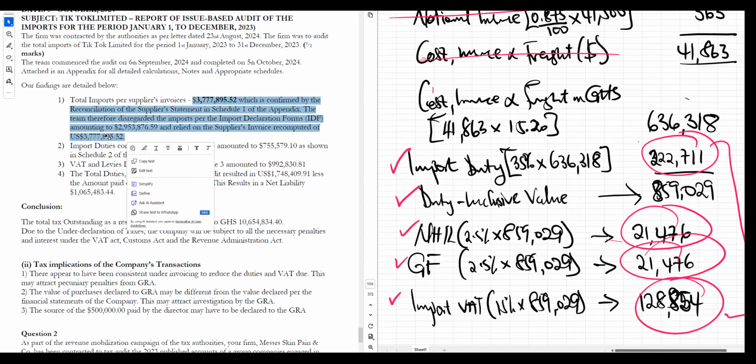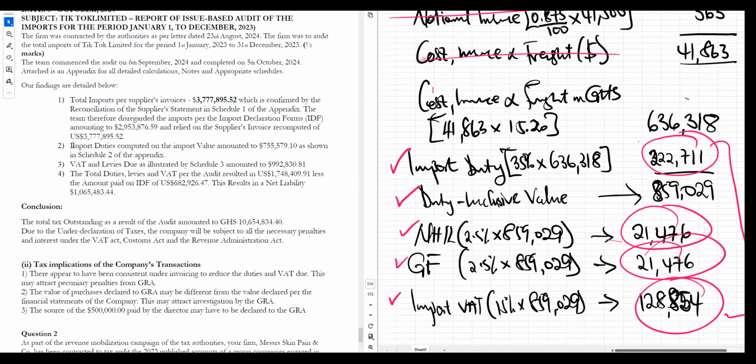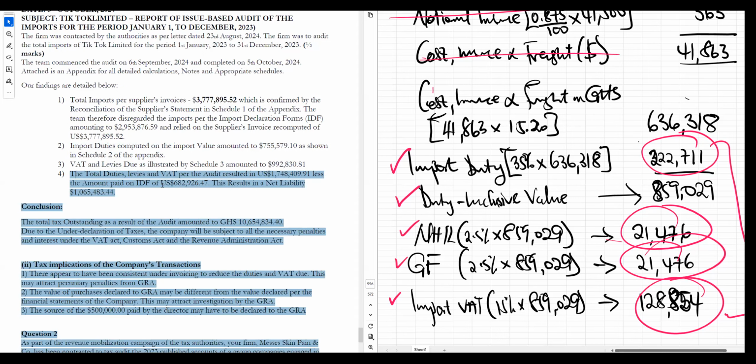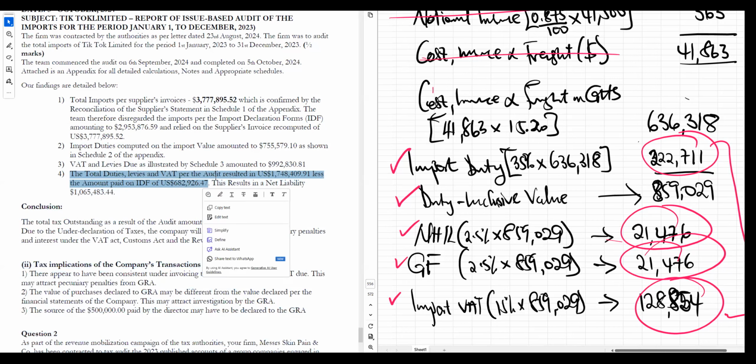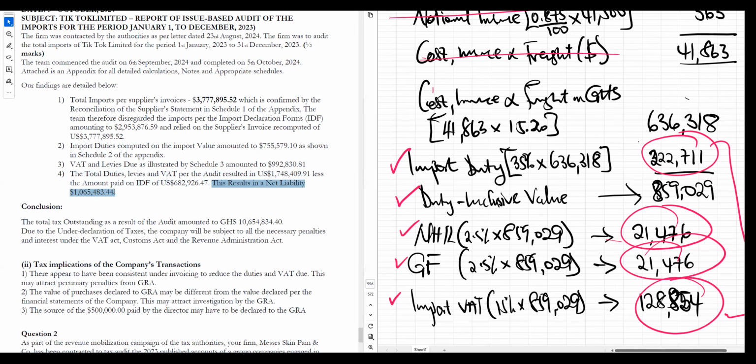Yes, is that not what we recomputed? Import duties computed on the value was this, as shown in the schedule. VAT and levies due as illustrated amounted to this. The total duties, levy and VAT per the audit resulted in this, less total amount paid on the IDF values. This results in a net liability of this.